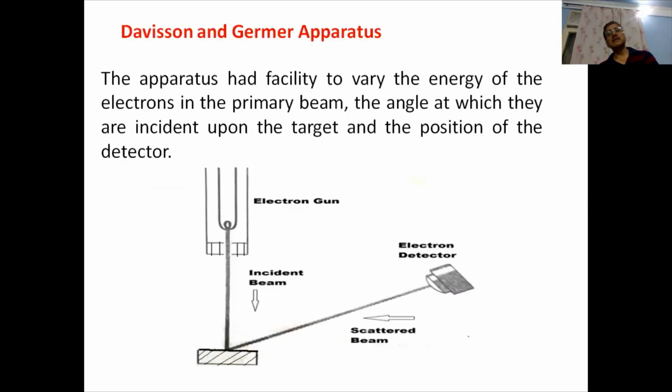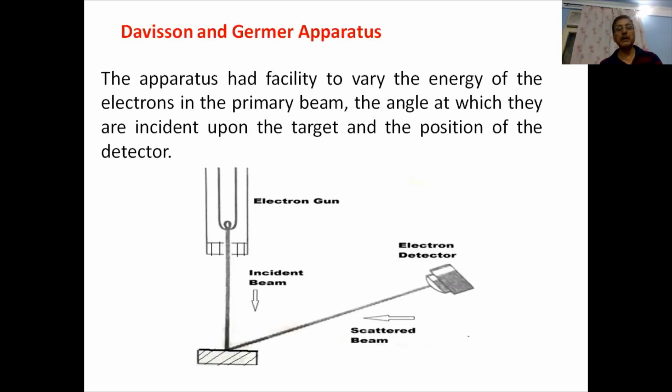Now, this is the Davisson and Germer experiment, and we have a small schematic diagram shown in the figure. You can see we have an electron gun that is giving the electrons. They are being accelerated and targeted on a nickel crystal. So this is the incident beam at a different potential difference, and this is the scattered beam. And this is the electron detector that is detecting the intensity of the electrons. This apparatus had the facility to vary the energy of the electrons in the primary beam, of course, by changing the potential difference, the angle at which they are incident upon the target, and the position of the detector.